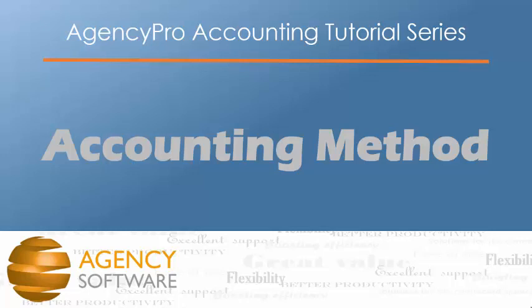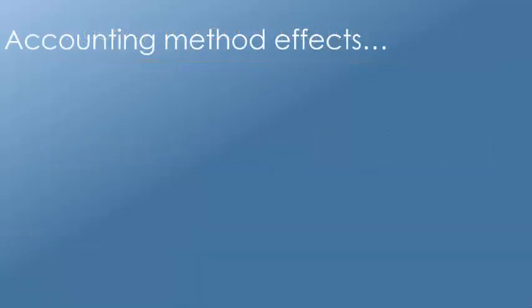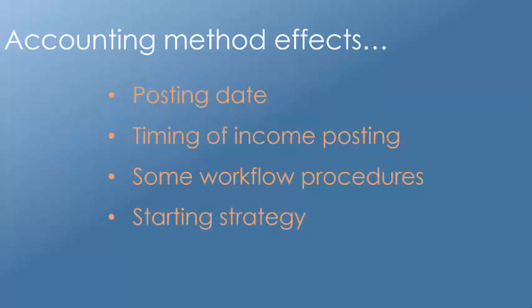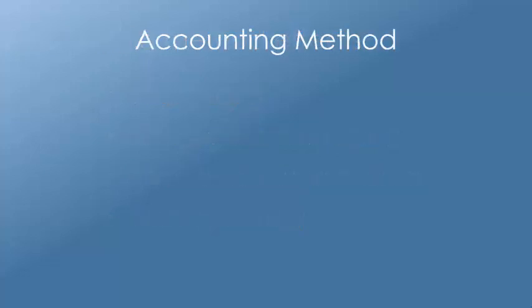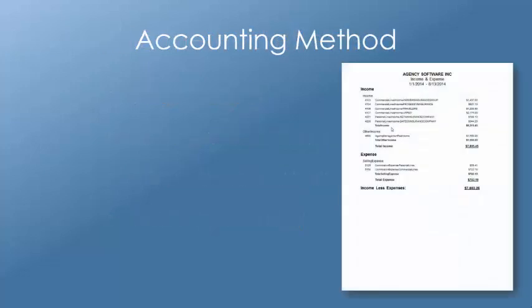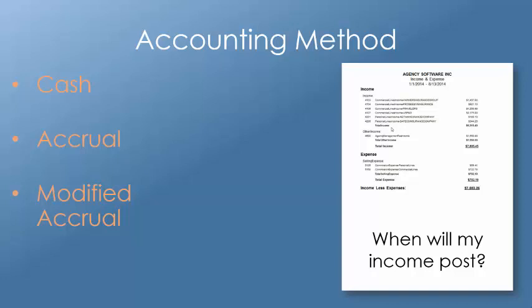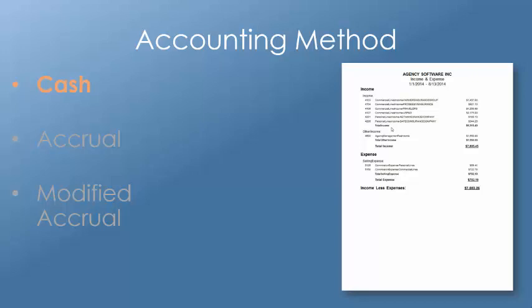In this tutorial, we will briefly review the differences in accounting method. It is very important for a new agency to address this subject prior to beginning posting accounting in AgencyPro. The accounting method options are cash, accrual, and modified accrual. The chosen accounting method affects how your background postings occur in the system's accounting. Because of these differences, certain procedures may differ based on your accounting method.